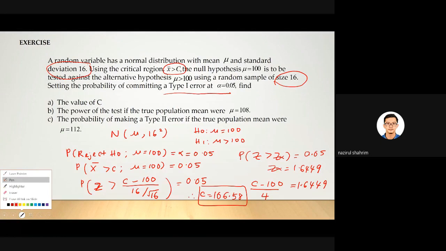Okay, everyone get the answer for C? Is it okay? Understand? Yes, Doctor. Yeah, okay. So next, we compute the power of the test if the true population mean were mu equals to 108. Okay, the power of the test again, probability rejecting H0. Now we will consider the mu is equals to 108. Okay. Mu equals to 108, that means that is your alternative, which is mu greater than 100. So that means I need the power of the test, that means rejecting H0 when H0 is false.